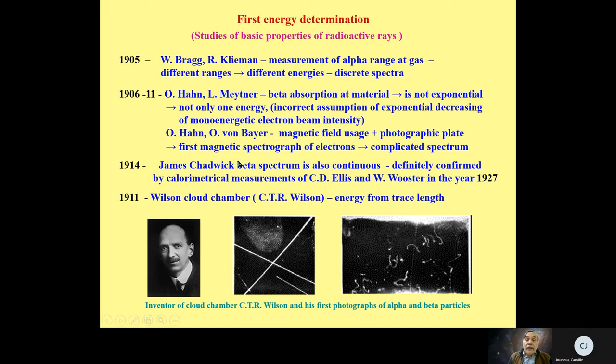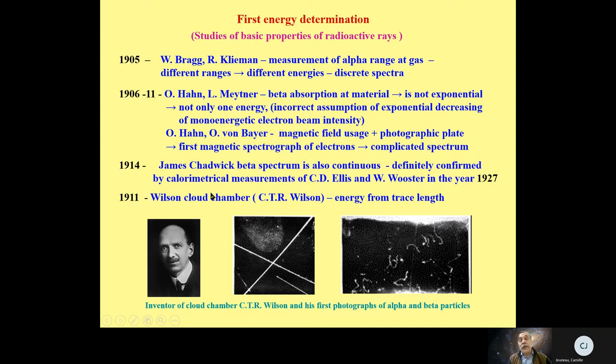In 1914, James Chadwick obtained information and definitely confirmed that the beta spectrum is also continuous, not only the discrete part given by conversion electrons. It was also confirmed by calorimetric measurements by Ellis and Wooster.